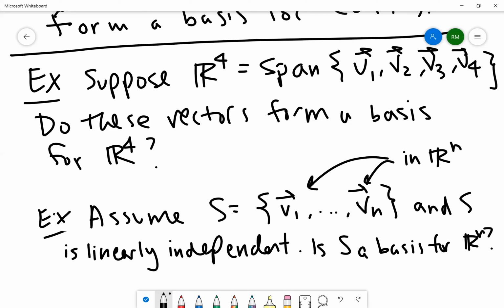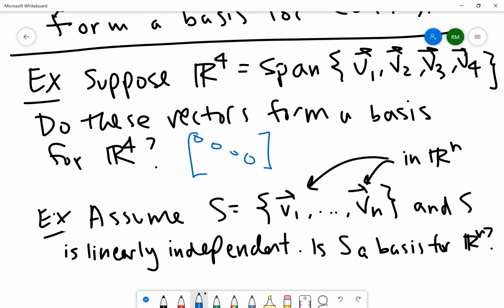All right, let's talk about the first one. Do these 4 vectors form a basis for R4? Well, how do we think about this? Well, these vectors are all in R4, so we can create a 4x4 matrix. And we know they span R4. So what does that tell us about their pivots? Well, it tells us we must have a pivot in each row.